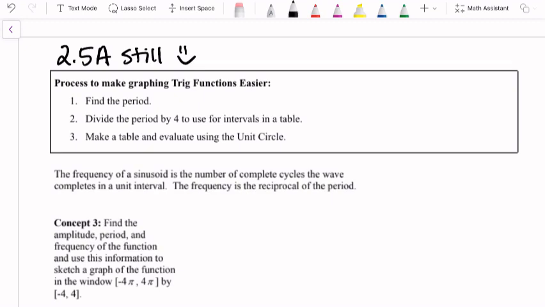Hey everyone. Okay, we're still talking about 2.5a. We're still looking at graphs of sinusoids, just now we have a happy dog. We're going to talk about how we can graph sinusoids from some sort of equation. There are 3 steps that are going to make this process a little bit easier.